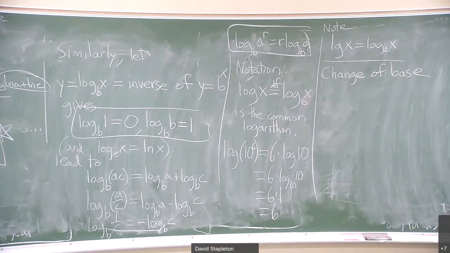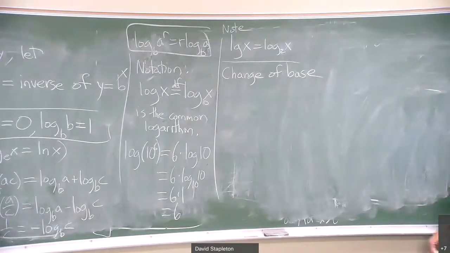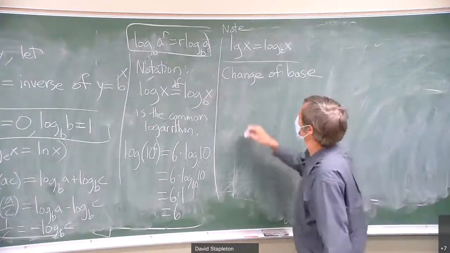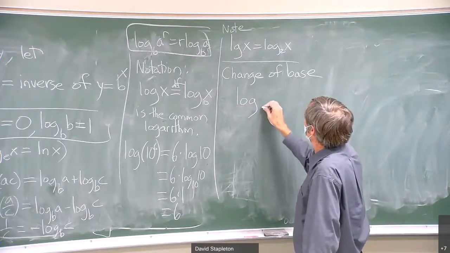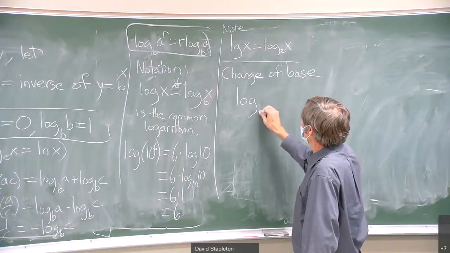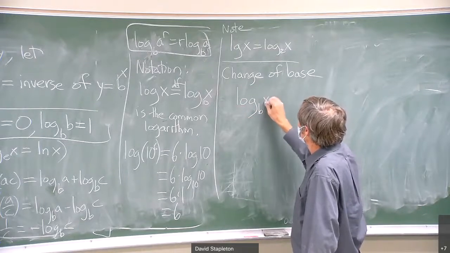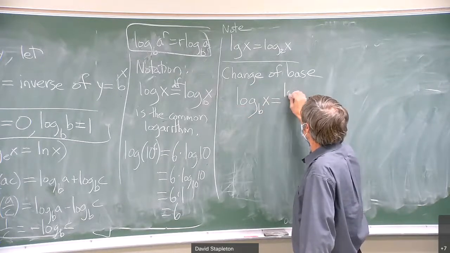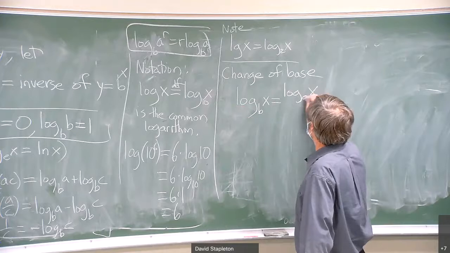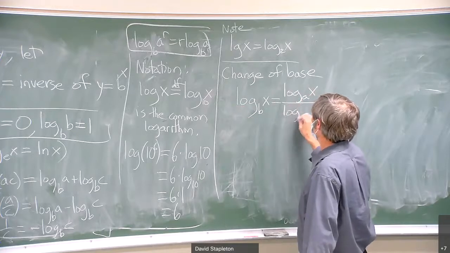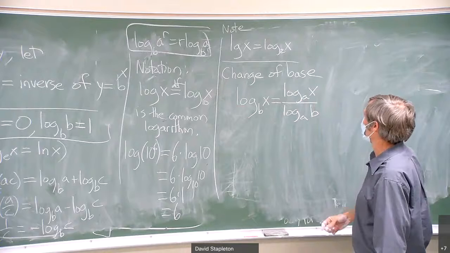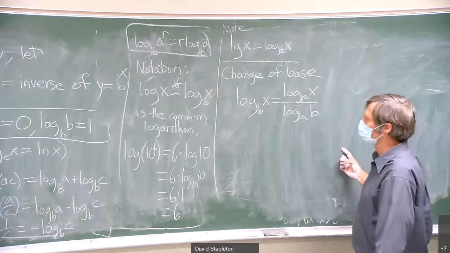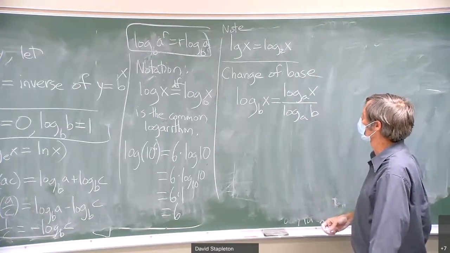Change of base formula. If you have a logarithm in one base, this is useful in computer science if anybody's interested in that. I think you are. Log base b of x is equal to log base a of x over log base a of b, for any allowed base a. You're only allowed to put the base positive and not equal to 1, by the way. I didn't write that down here, but logarithms aren't defined otherwise.